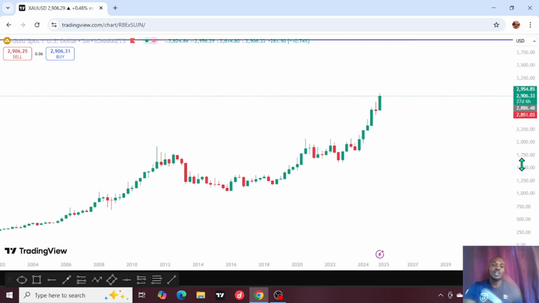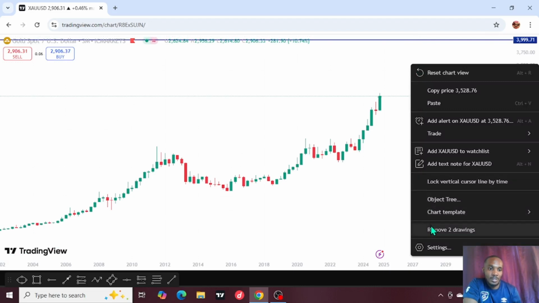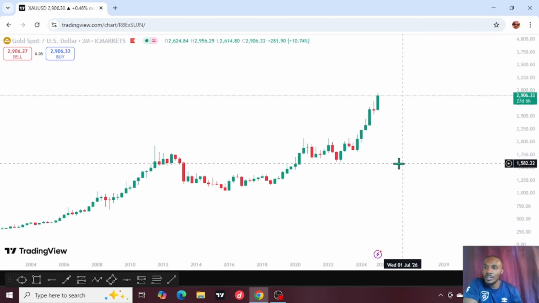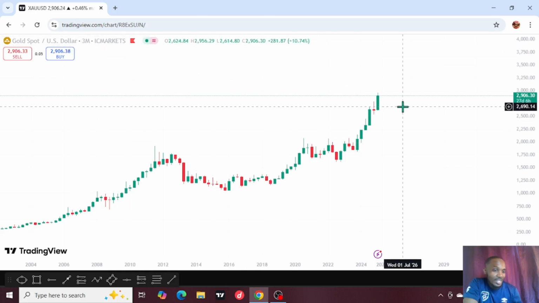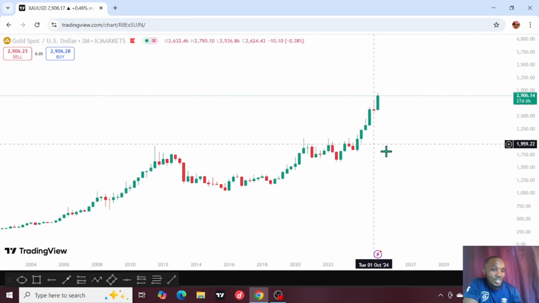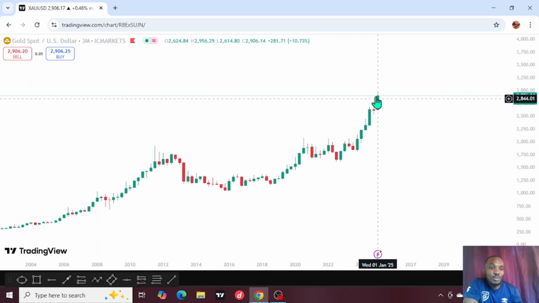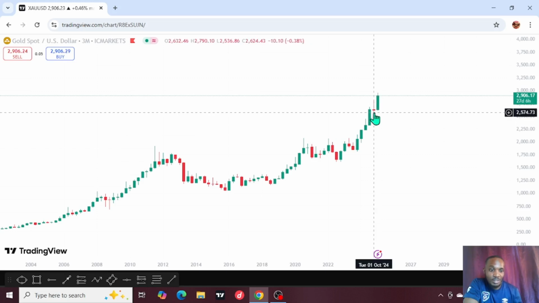So on this 3 month time frame, like I said, any candle you see there represents that period. This full candle represents January to March. This one candle represents 3 months worth of trading.